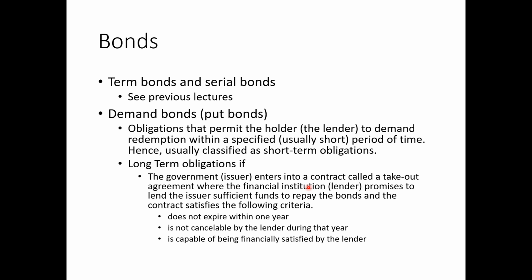So if the bondholders ask for redemption, then we can go to a different lender, and we're going to borrow money from them to pay for the bond. Right? In this case, if we have the contract existing, which satisfies the other criteria right here, we may still report them as long-term obligations, not as short-term obligations. Remember, they will be reported as long-term obligations.